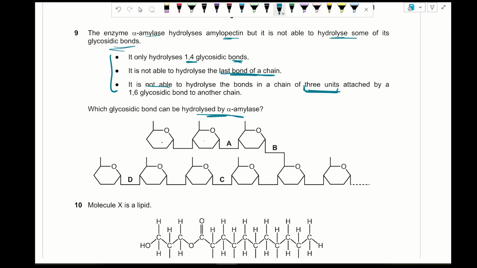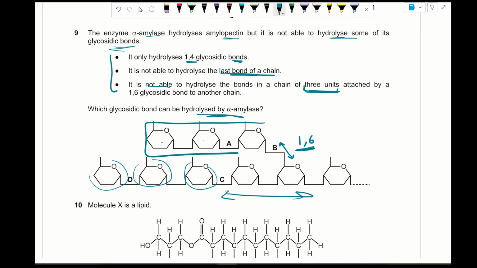It only hydrolyzes 1 to 4 glycosidic bonds. Now, 1 to 4 glycosidic bonds are formed between each alpha glucose molecule. These form the main chain, but not the branches. What forms this branch is actually the 1 to 6 glycosidic bond. This is what formed the branch and formed this chain. Therefore, B is incorrect because this is a 1 to 6 glycosidic bond. Now let's move on to the next one.